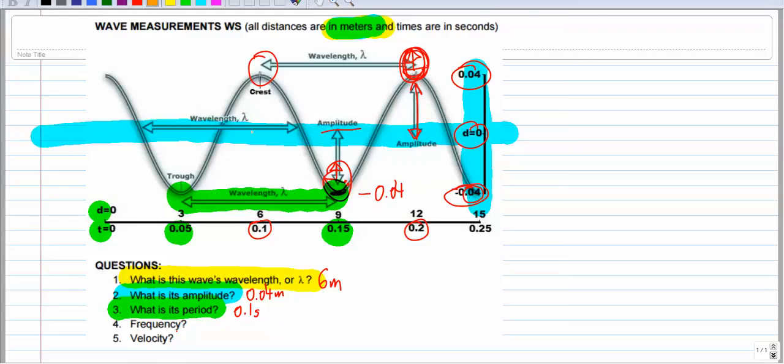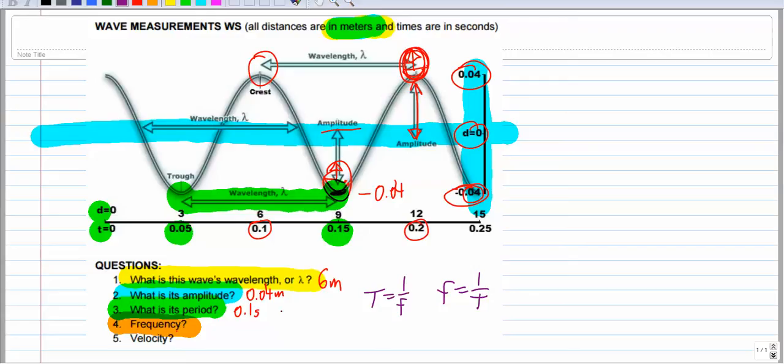Next question, what is the frequency? There are two ways to do it off this graph, and I'll show you both of them. The easiest way for me is to just look at the relationship, because I know that period and frequency have a reciprocal relationship. So period is 1 over the frequency, and frequency is 1 over the period.